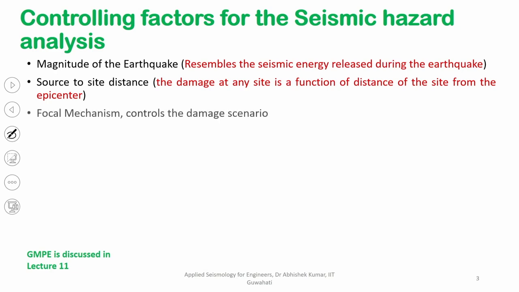The third one is fault mechanism or focal mechanism, which will also have an effect on the vibration generated in the direction along the rupture and in the perpendicular direction. So, that will also control the ground motion, and subsequently that will also indicate variation in the damage characteristics.